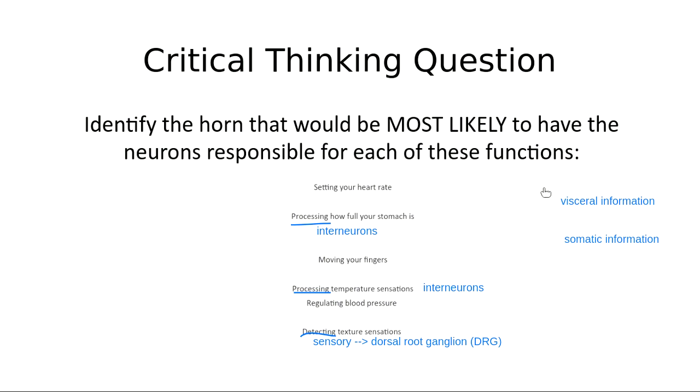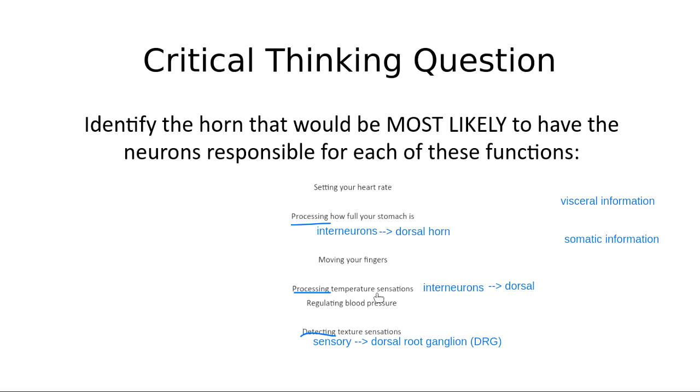What's that place that all of my interneurons live in the spinal cord? Which horn do all interneurons live inside of? Interneurons, I'll put it here next to interneurons for us, are always inside the dorsal horn. Always. Always dorsal.